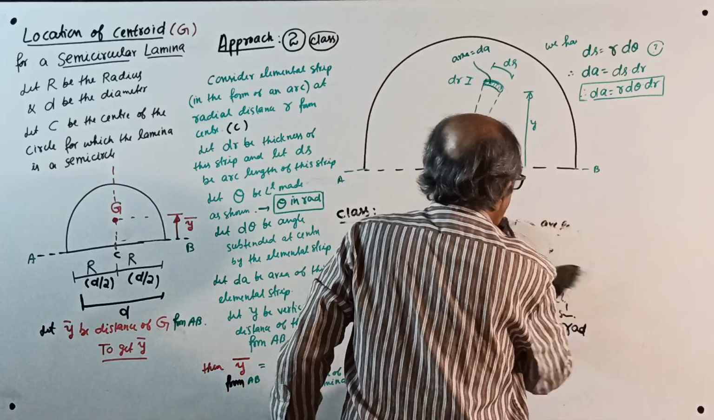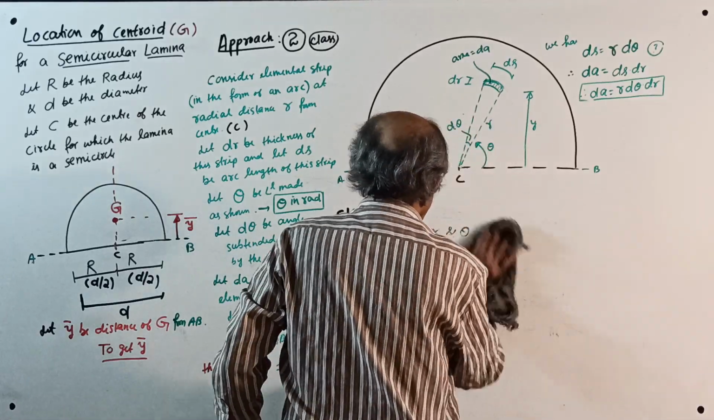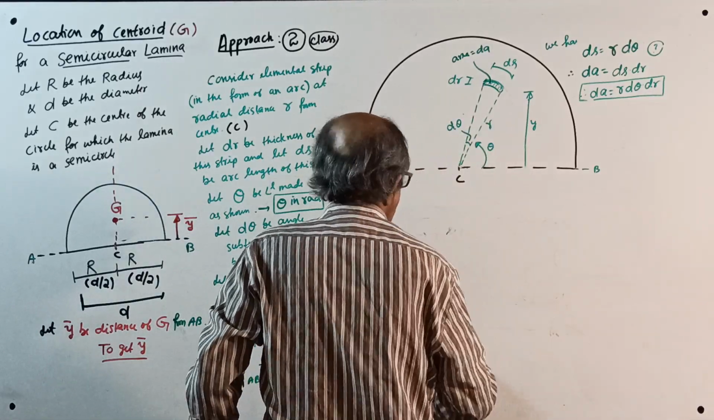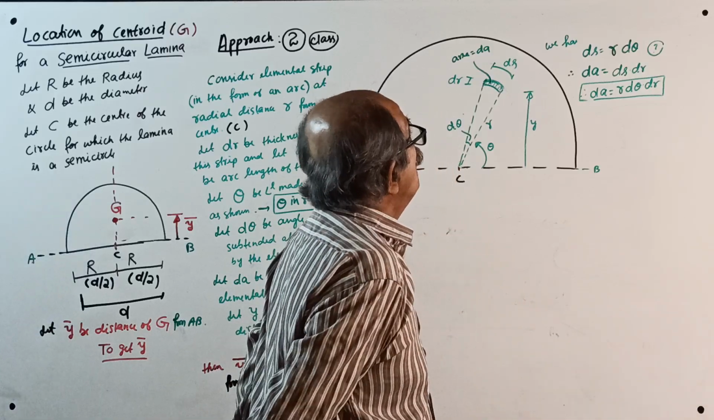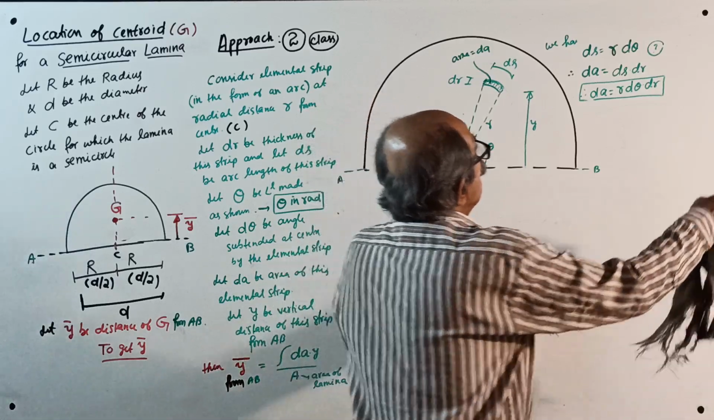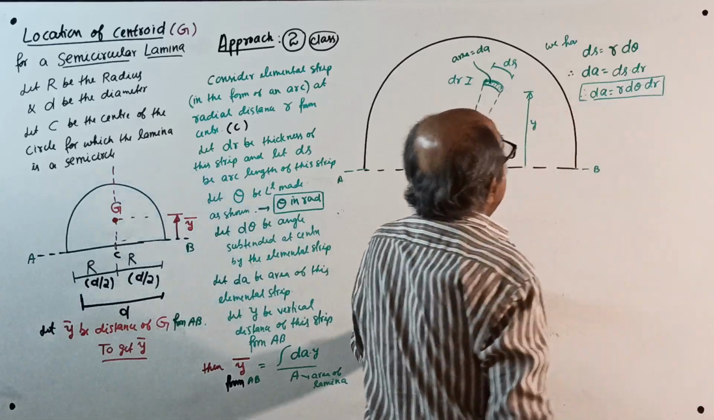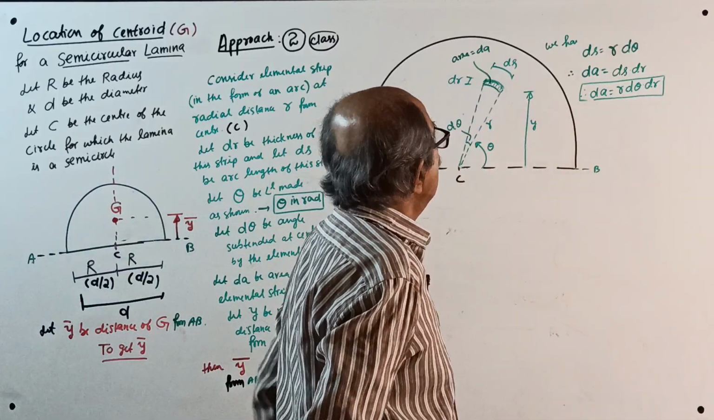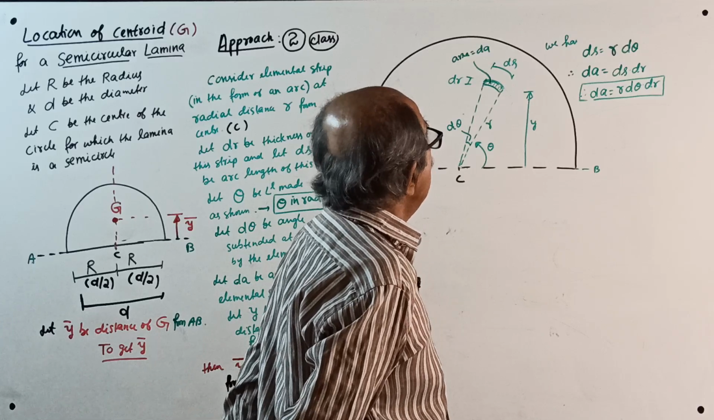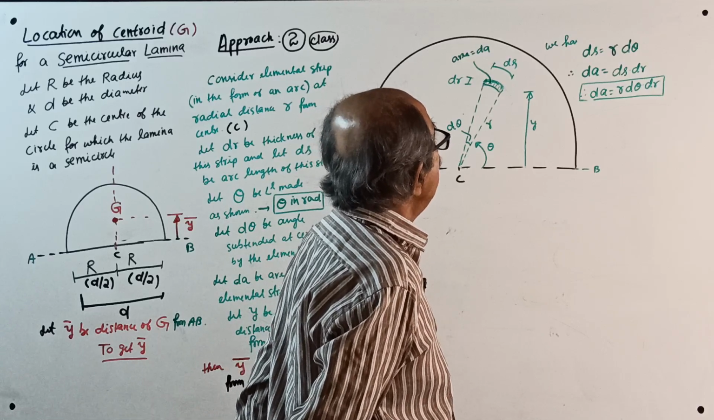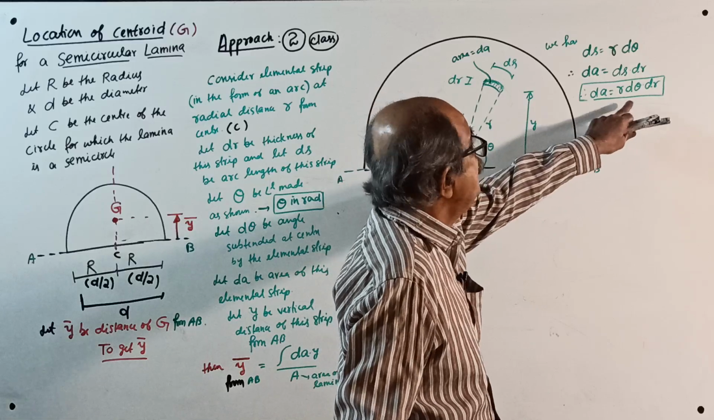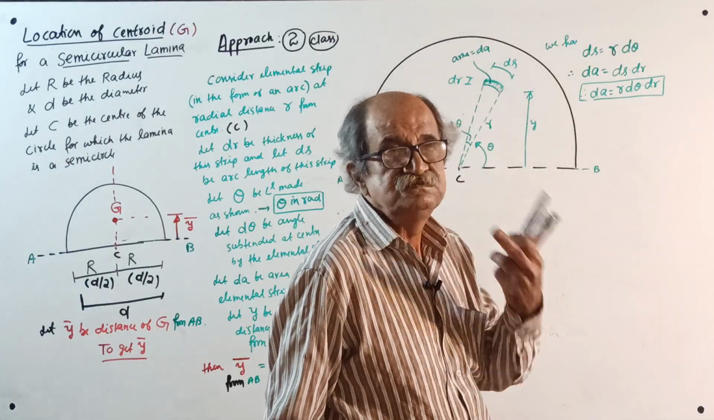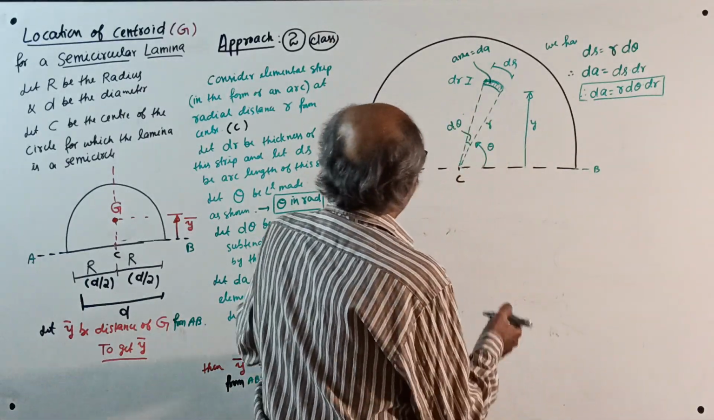Those who want can do one thing. Suppose this question comes in the exam. What you have to do? We have ds equal to r d theta. dA, therefore, dA equal to ds arc length into dr. Substituting ds equal to r d theta, dA becomes r d theta into dr. Now, lastly, see here.